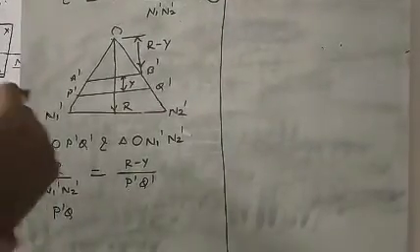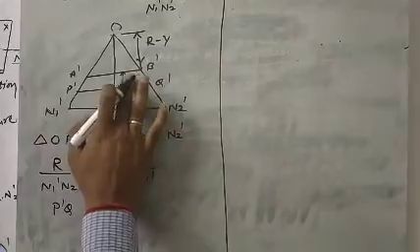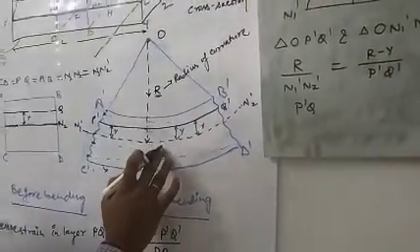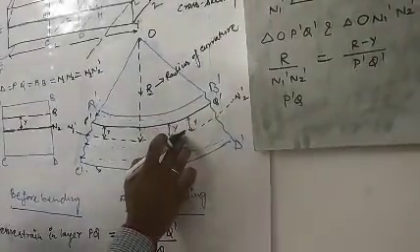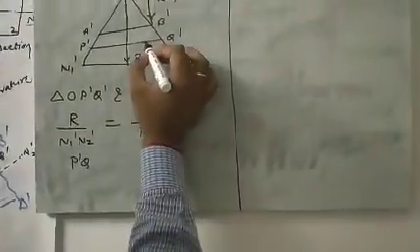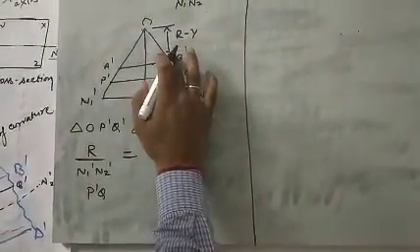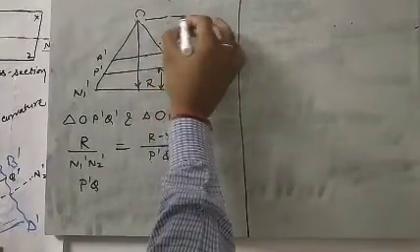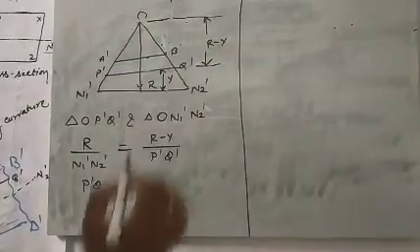Okay, no, there is a mistake, right? This is not Y. Here, look at this diagram. Y is the distance of layer P'Q' from the neutral axis. Clear? So this is Y, and this distance is R minus Y. Now it is clear.